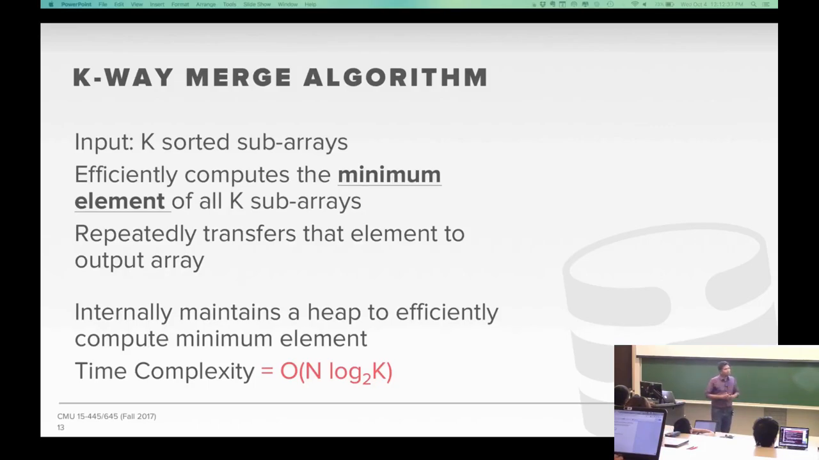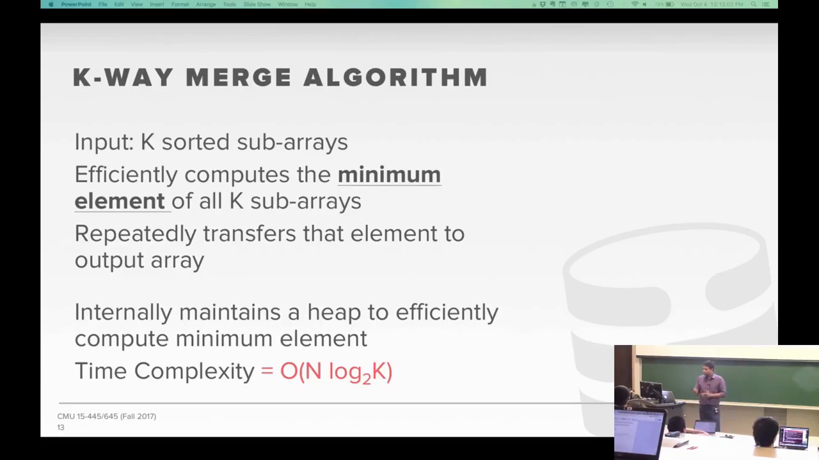So this algorithm is called a k-way merge algorithm, and the idea is to internally maintain a heap or a tournament tree to efficiently compute the minimum element. So the time complexity of this whole algorithm is n log k, where the base is 2. Okay. So this is a subroutine that's actually used in the higher level external merge sort algorithm.